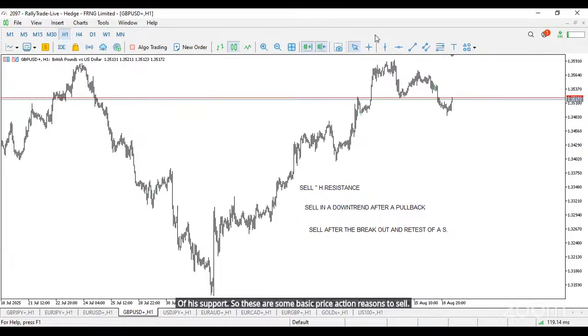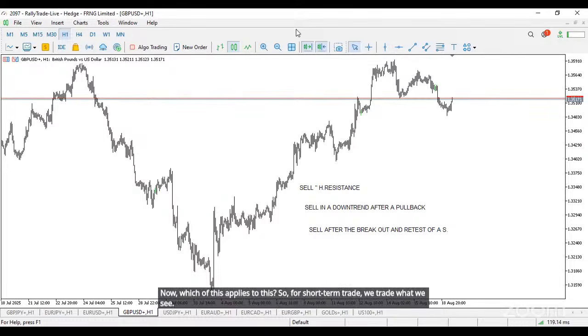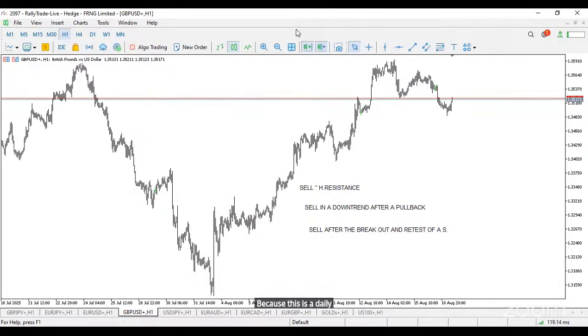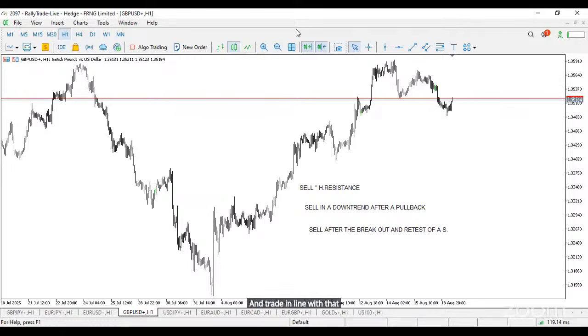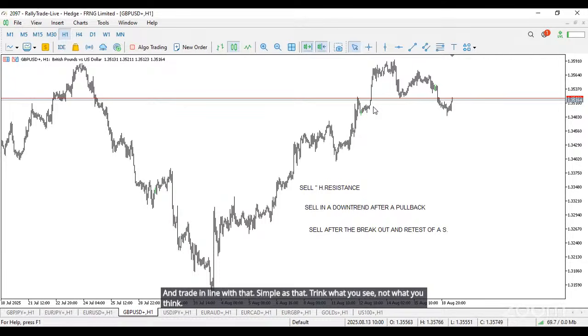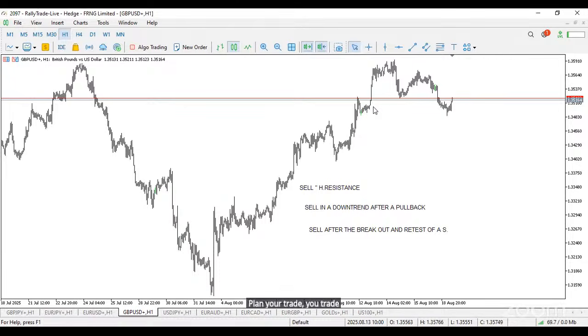Now, which of these applies to this? So for short-term trade, we trade what we see immediately. Because it's a daily trade or a scalping trade, we need to focus on what we can see at the moment and trade in line with that. Simple as that. You trade what you see, not what you think. Plan your trade, you trade your plan, and then you trade what you see, not what you think. Because the market is always right. The market is always right.